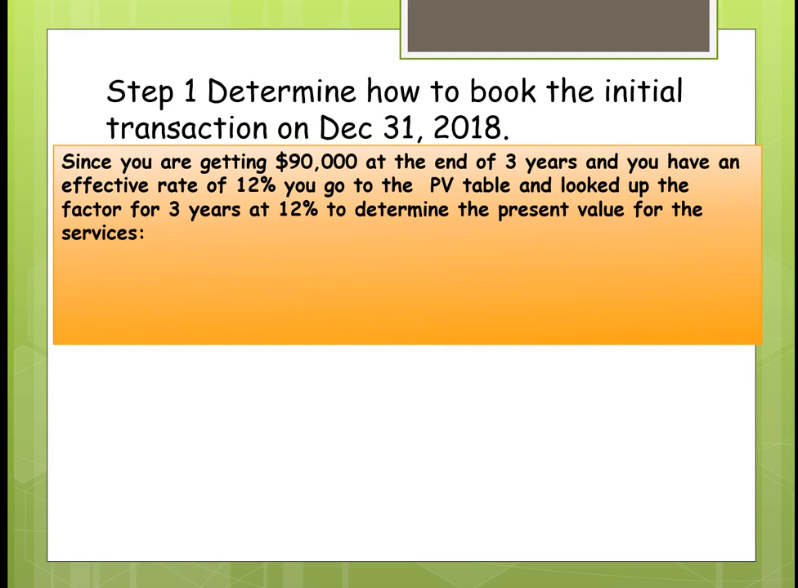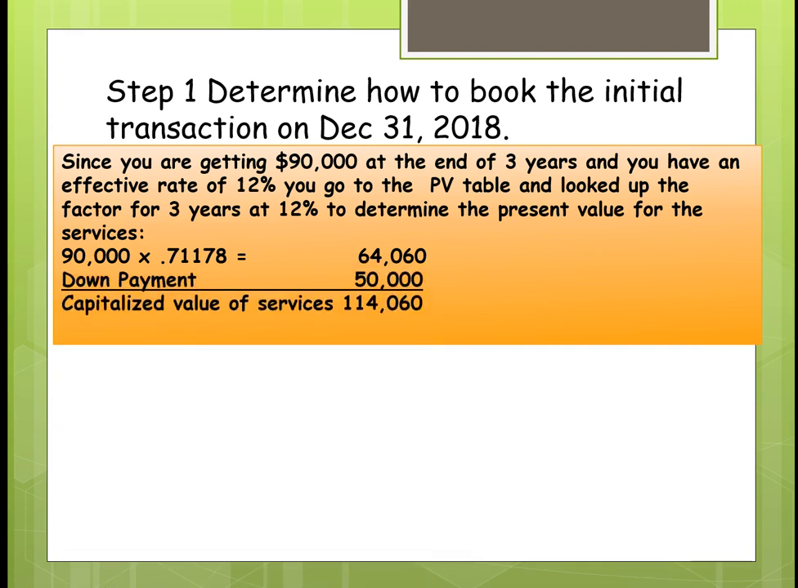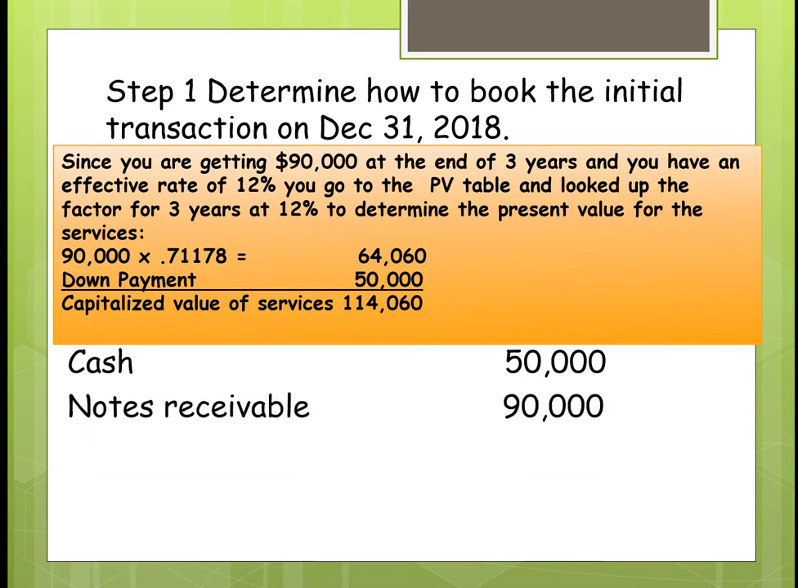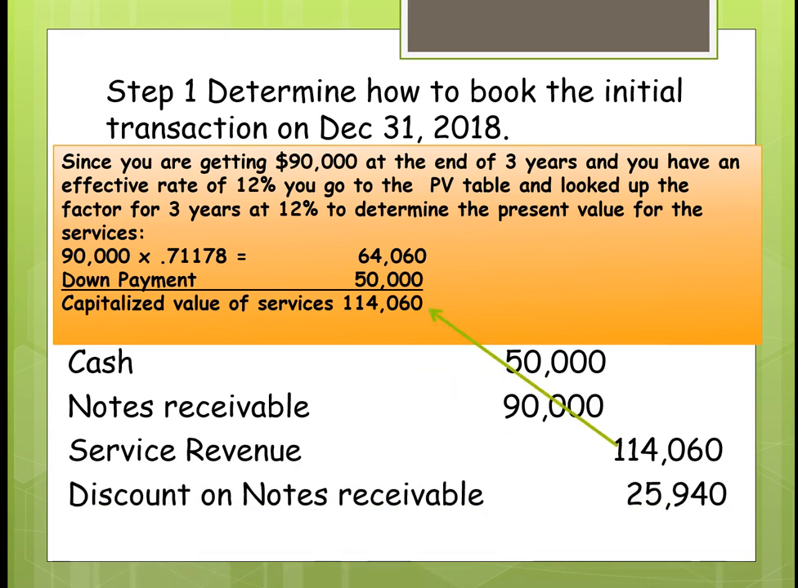Since you're getting $90,000 at the end of 3 years, you have an effective rate of 12%. You go to the present value table and look up the factor for 3 years at 12% to determine the present value for the services, which would be $64,060. The down payment of $50,000, the capitalized value of the services is $114,060. So, cash would be $50,000, notes receivable would be $90,000. Service revenue is $114,060. Discounted notes is $25,940, which is the difference.